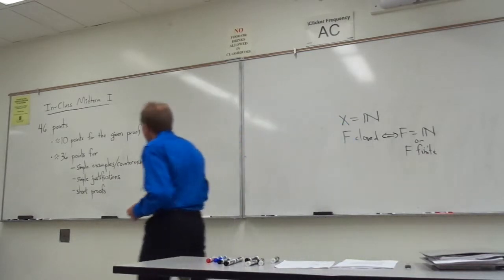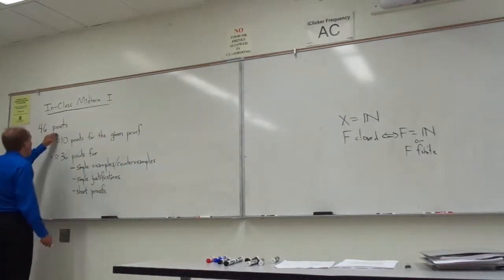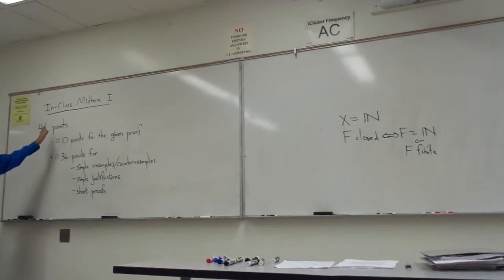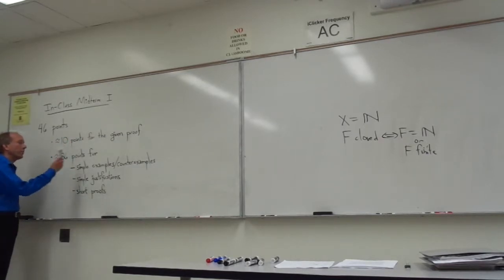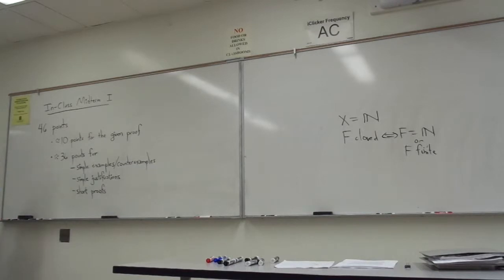It'll be out of 46 points. And of course you're learning one of the proofs in detail. That'll be at least about 10 points of the test. So then there's 36 other points, and this is where you want to get as many points as you can.